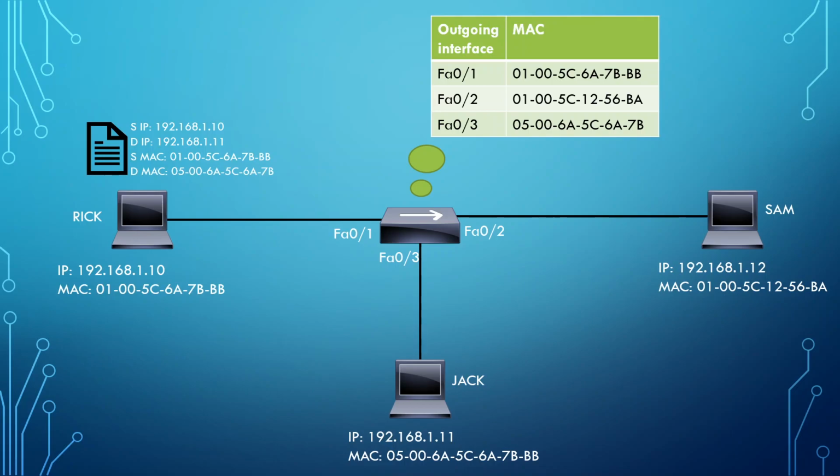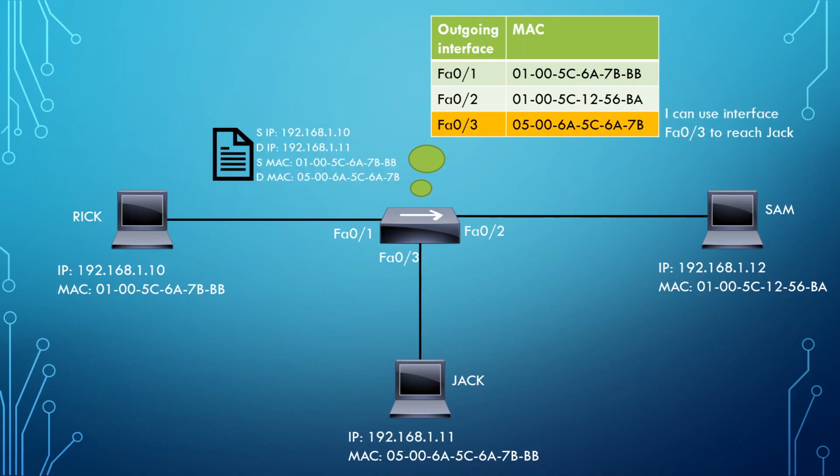So now this file that Rick wants to share with Jack is going to have the source IP address and destination IP address, of course Rick's IP and Jack's IP. It's going to have the source MAC of Rick's MAC address and the destination MAC of Jack's MAC address. And even though we don't actually need the MAC address to communicate within the same network, we still travel down the whole OSI model. So we're still going to add all the information at each layer to that data.